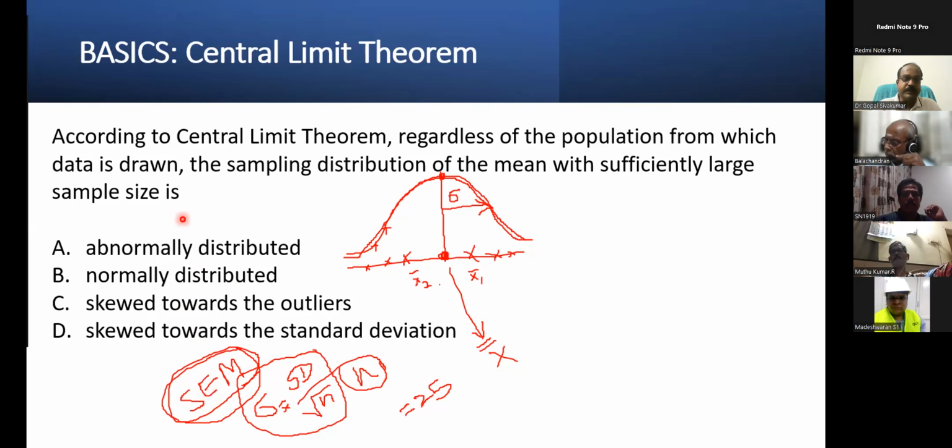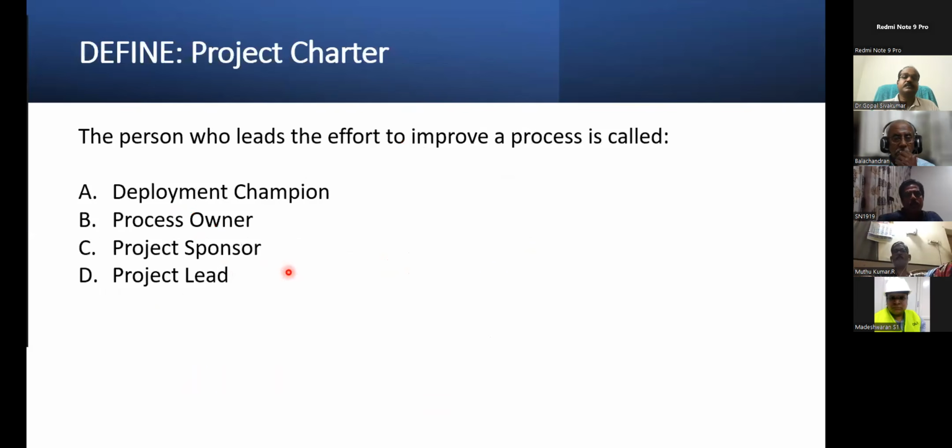So here the point is: normally distributed is the answer, because they mentioned sufficient sample size. Large sample size is not a problem. Your company has permitted, take as many samples as you want. Now definitely your curve should be normally distributed. Now this RK sir has already explained.